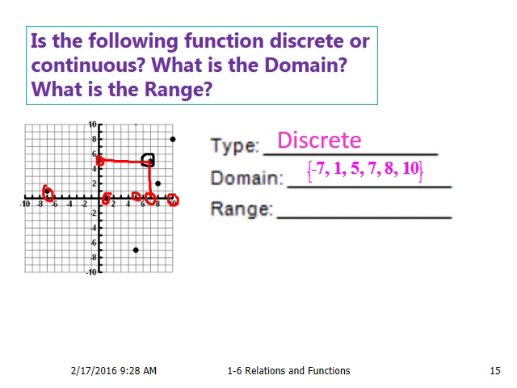Range is the set of all y values. Y values are 1, then 0, then -7, 5, 2 and 8. So domain is the set of all x values and range is the set of all y values.